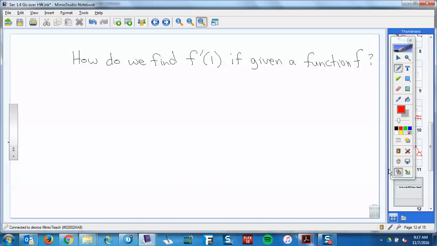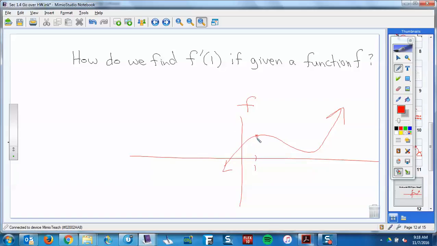then how could you find f prime of 1? Well, that's what it's asking, but how do you do it? If I give you the f graph like this, and here's 1 right here, how do I find f prime of 1? Tangent line. Draw a tangent line and do rise over run, right?